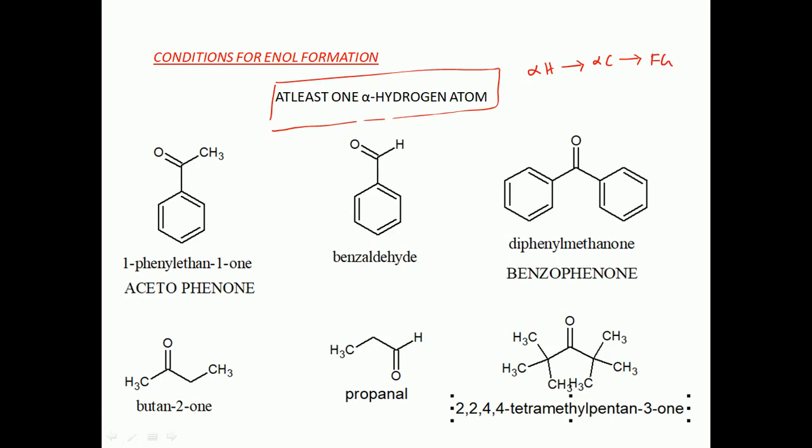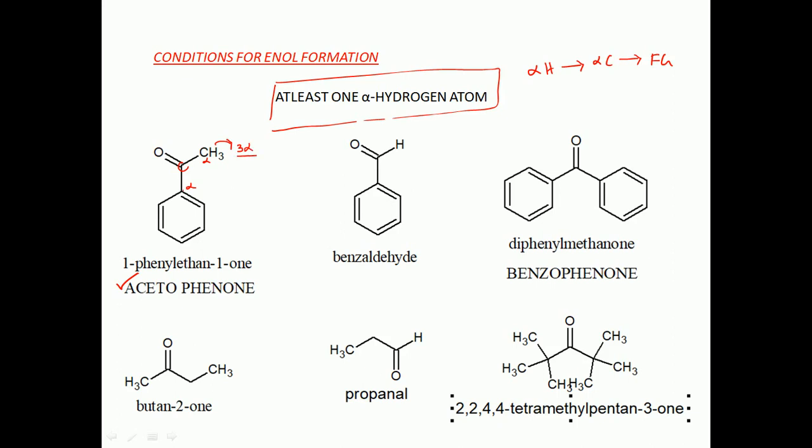So let us see some examples where enol formation will happen or not. For example, in the case of acetophenone, what is the functional group? The functional group carbon is this carbon. The functional group attached carbon we'll call the alpha carbon. So here you have one alpha carbon, and this is also an alpha carbon. On this alpha carbon you have the hydrogens. How many hydrogens? 3 are there. Those 3 we'll call the alpha hydrogens.